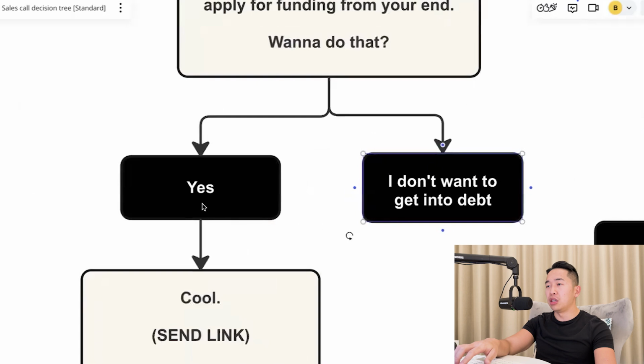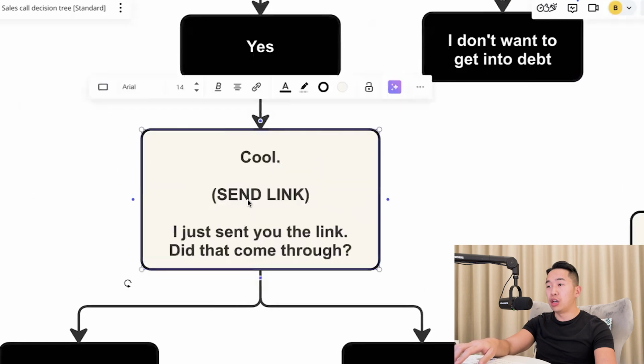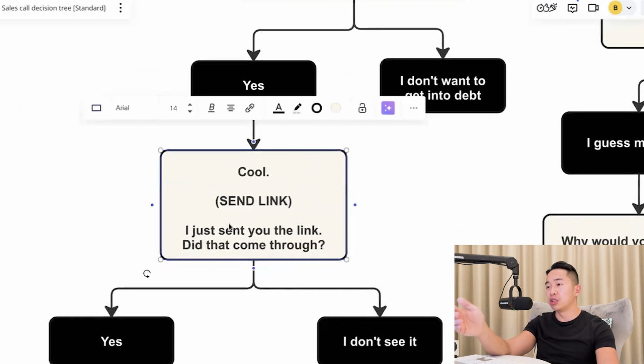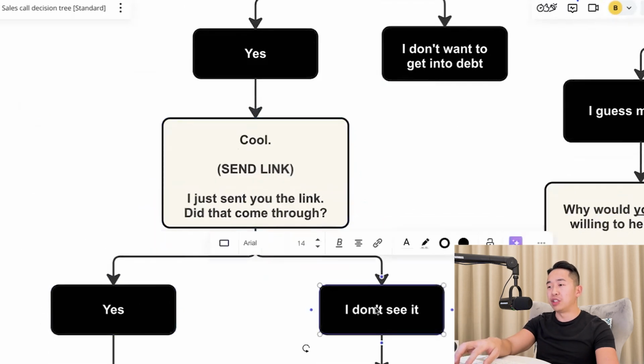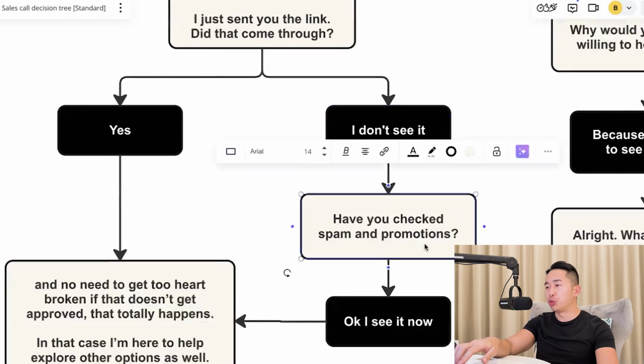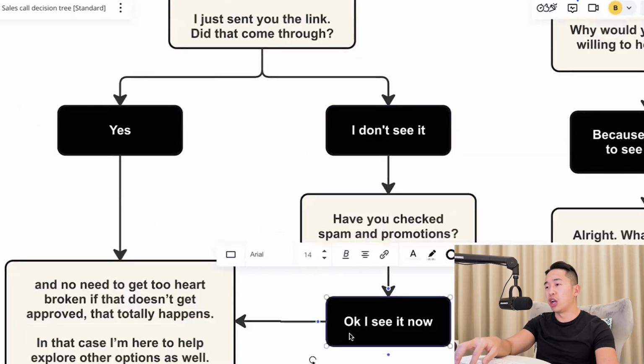Now, if they say, yes, I do want to do that, then what you do is, all right, cool. You send in the link over email, text, whatever. And you go, all right, I just sent you the link. Did that come through? And you stay on the call. Do not leave the call. So they're going to say, yeah, that came through. If they say, I don't see it, well, have you checked spam or promotions? And they're going to say, okay, I see it now.